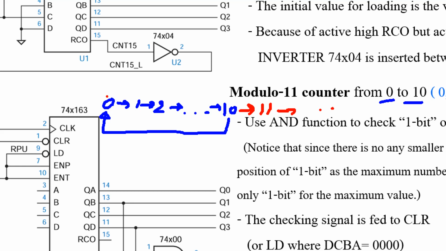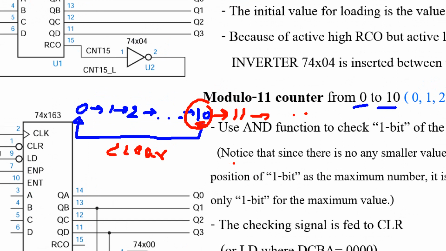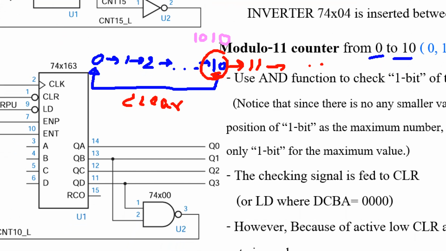So that means you must check whether it has become the state of 10 or not. If yes, you may clear. So how to check is 10? In binary, 10 is what? It is 1, 0, 1, 0, right? So you can check by using this condition 1, 0, 1, 0. So you can use logic gates to check something like this.